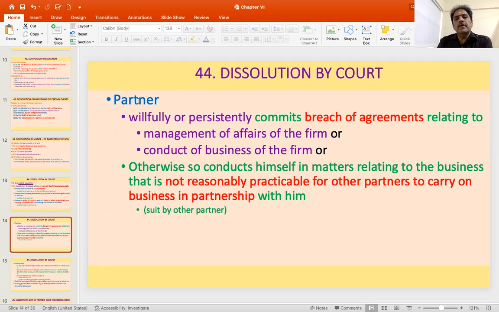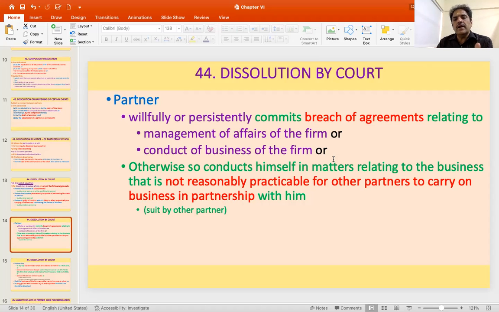Then, a partner willfully or persistently commits breach of agreements relating to management of affairs of the firm or conduct of business of the firm. There are terms of agreement where there are certain duties and rights. Then someone goes ahead and every time he interacts, he breaches those agreements relating to managing the affairs of the firm or conducting its business. Then there is no point in the firm, because they will be subjecting themselves to more and more liability because of the actions of this partner, considering the provisions of the chapter relating to relation between partners and third parties. Any partner who is acting is acting as an agent. So why should I have such an agent who is always breaching the agreement? In which case, I will file an application and say that now you dissolve the firm.